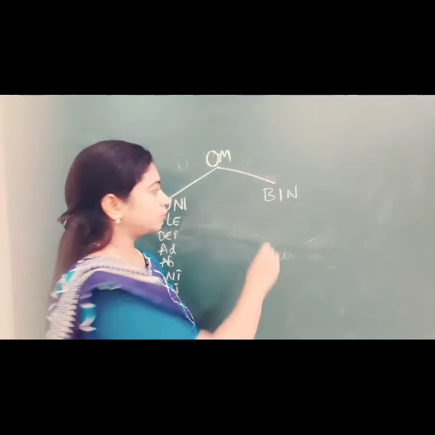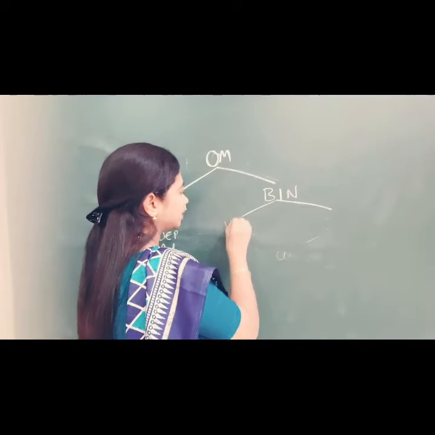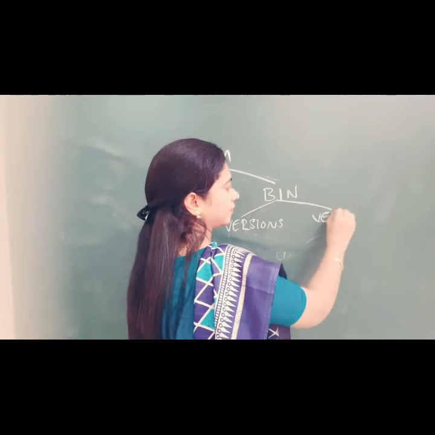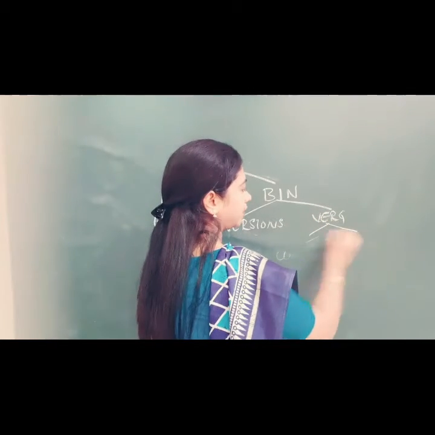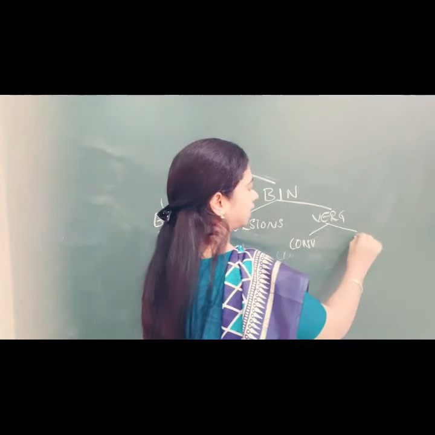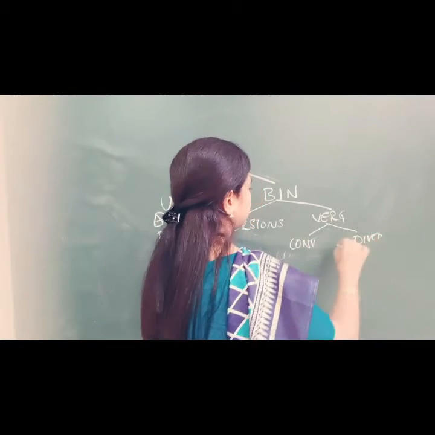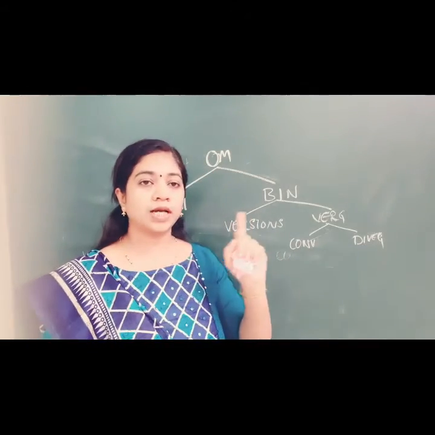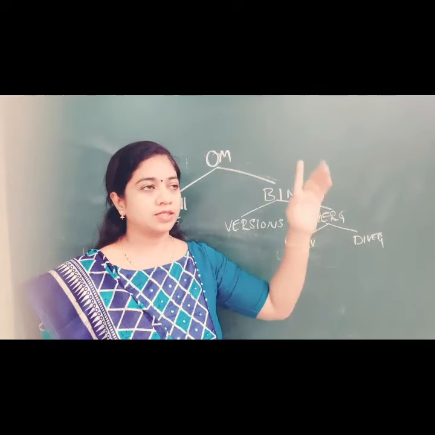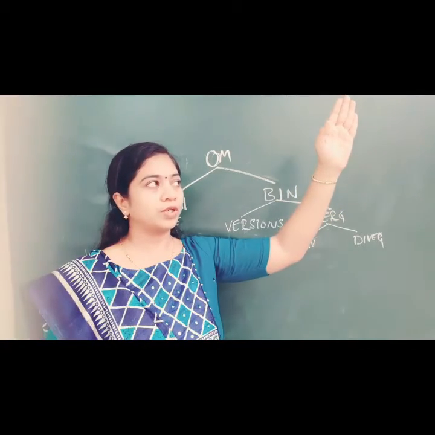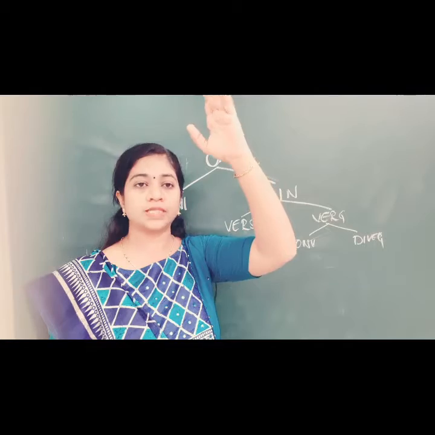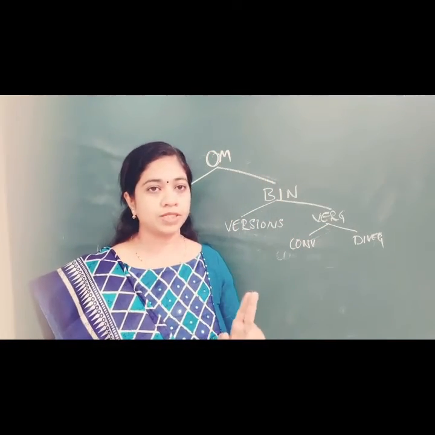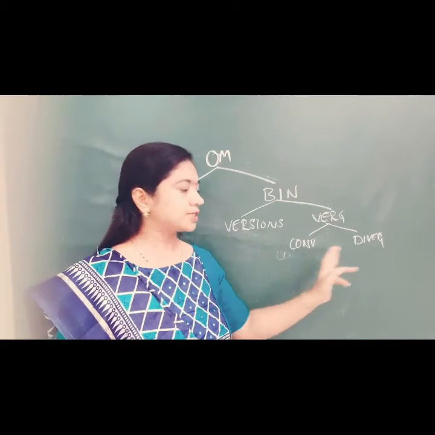Coming to the binocular movements, here you have versions and vergence. In vergence you have convergence and divergence. The major difference between the versions and vergence is, versions means both the eyes will be looking towards the same side. Suppose I am looking here, both the eyes are looking towards the same side. Looking up, both the eyes are looking towards same side. That is versions. Whereas vergence means both the eyes will be looking in opposite direction. So we have convergence and divergence here.